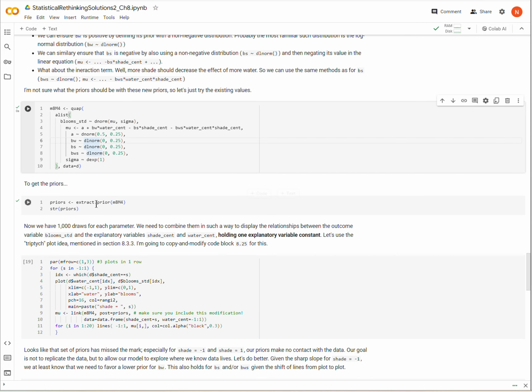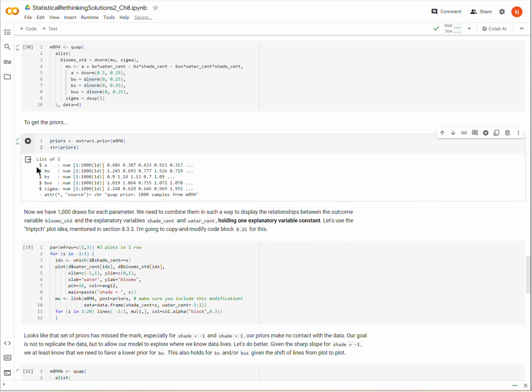Okay, so I've run the model, and now if I want to get at the priors, I'm going to call this object priors, and I'll use extract prior, and then the model that I'm referring to. This is part of the Rethinking package, and then we'll see what that looks like. So when I run this, it gives me a list. And then I have 1,000 values for the parameter values of BW and 1,000 for the parameter values of BS, and so on and so forth, right? So these are, again, just the contributions to our linear model, as well as our standard deviation.